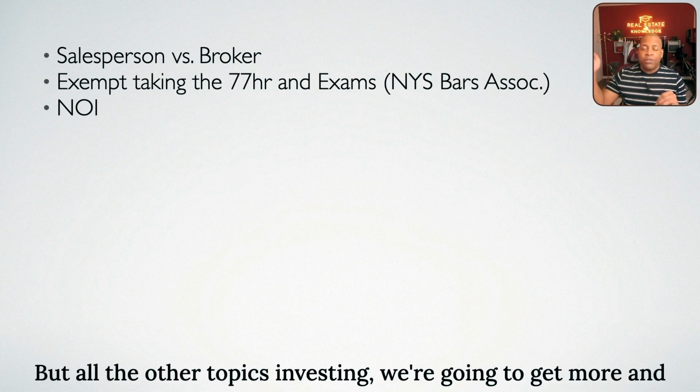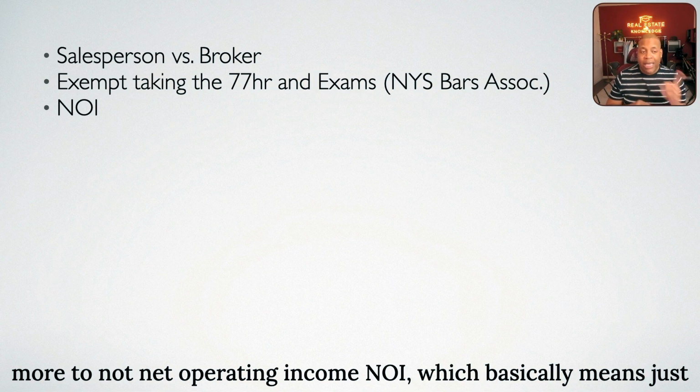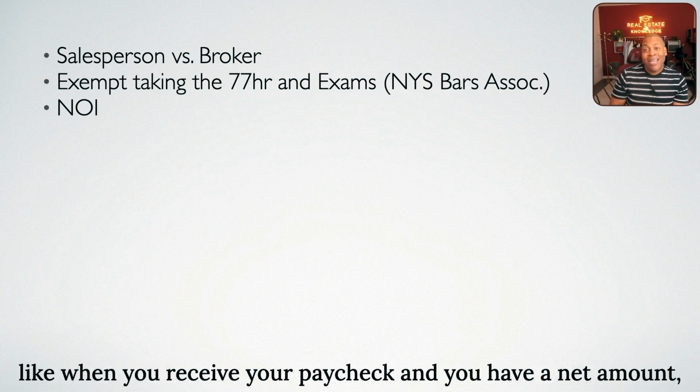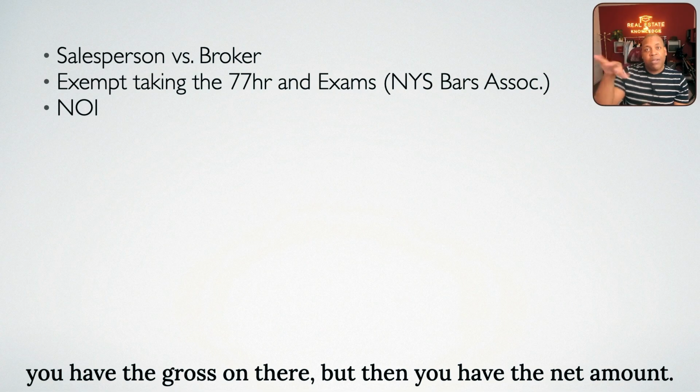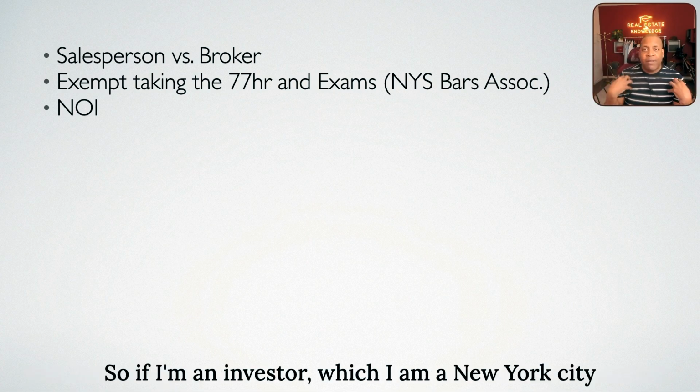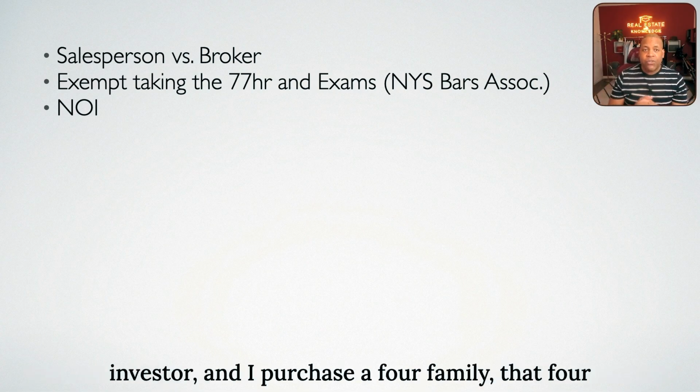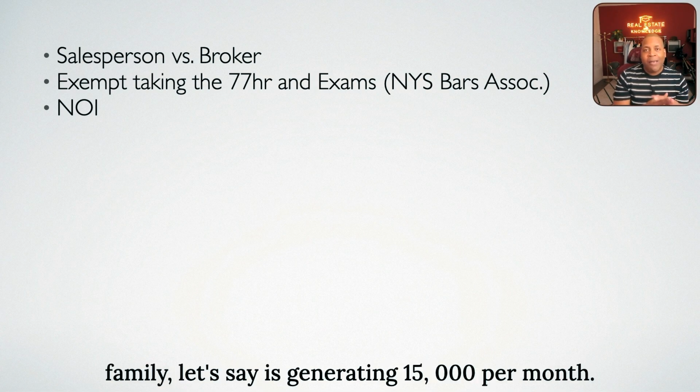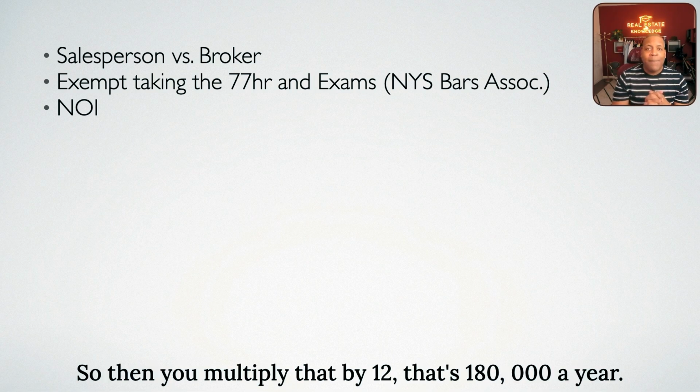But all the other topics, investing, we're going to get more and more into net operating income, NOI, which basically means just like when you receive your paycheck, you have the gross on there, but then you have the net amount. So if I'm an investor, which I am, a New York City investor, and I purchase a 4-family, let's say that 4-family is generating $15,000 per month. So then you multiply that by 12, that's $180,000 a year.